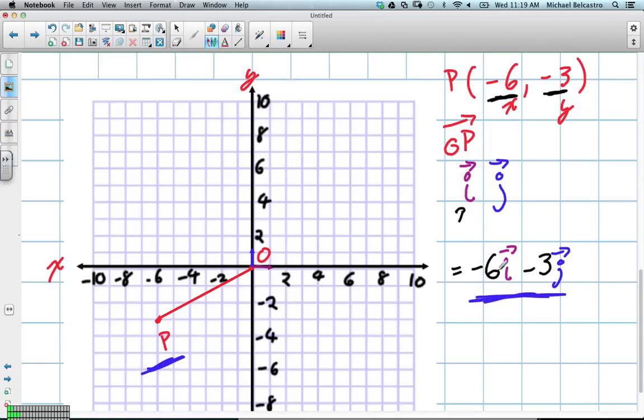It's relatively simple. All we're really doing is taking our coordinates and using them as the scalar multiples of those unit vectors. What we're saying is if we take this unit vector and move it back 6, and then take this unit vector and move it down 3, we'll be at this position here with our positional vector. Simple enough.